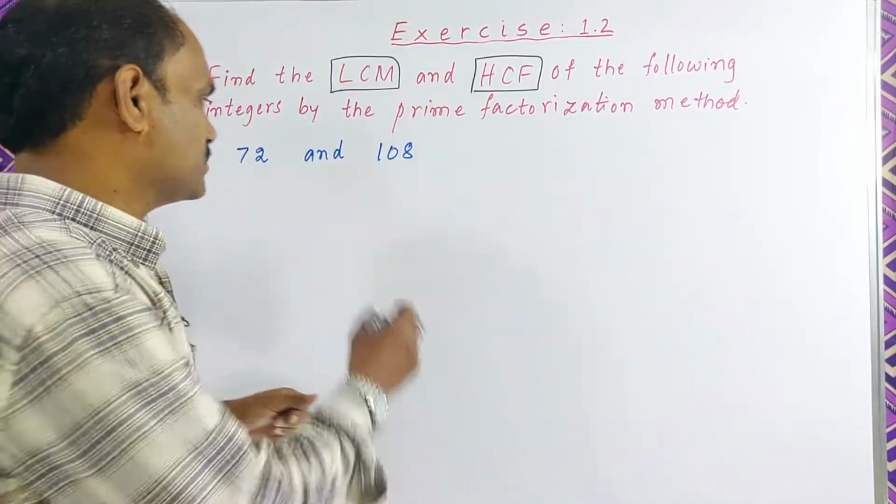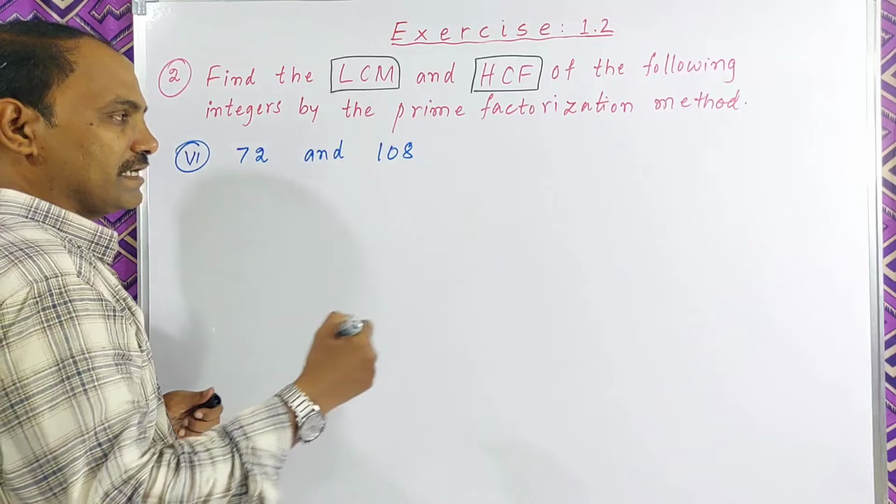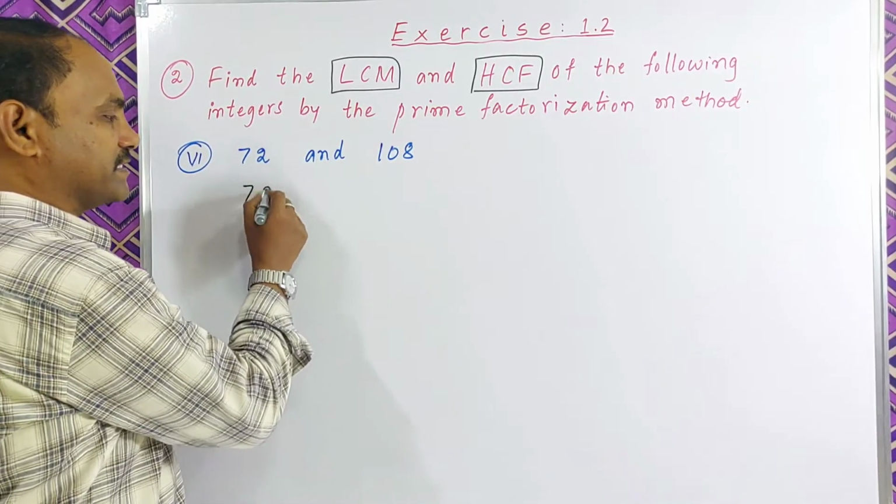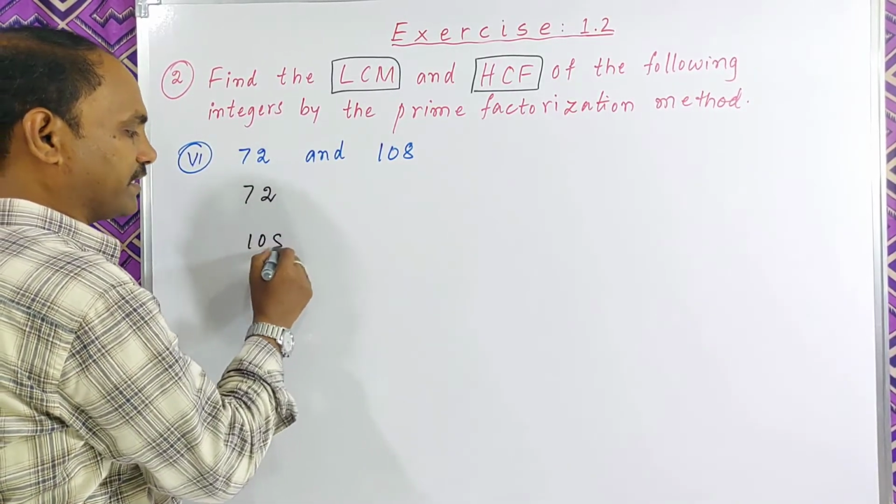Fourth question: 72, 108. Let us check their prime factorization. 72, 108.